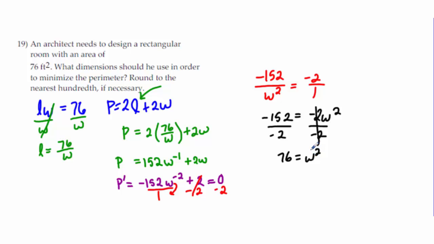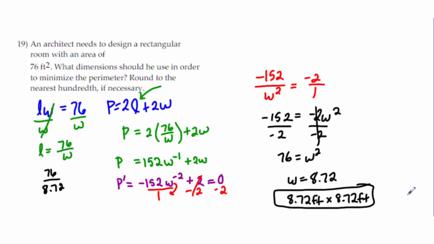I'm okay with you putting a decimal on this. 76, if you square root it, is 8.72. Just like on the last one, whatever our width is, we should get the same thing for our length, because I'm going to come over here and do 76 divided by 8.72, which is still 8.72. So the dimensions are 8.72 feet by 8.72 feet.